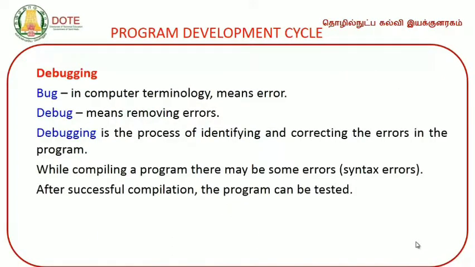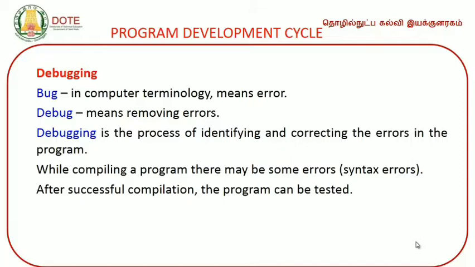The next phase is debugging. In computer terminology, bug means error. So, debug means removing or eliminating the errors. So, debugging is the process of identifying and correcting the errors in the program. While compiling a program, there may be some errors which are called syntax errors. We will see different types of errors in the next slides.